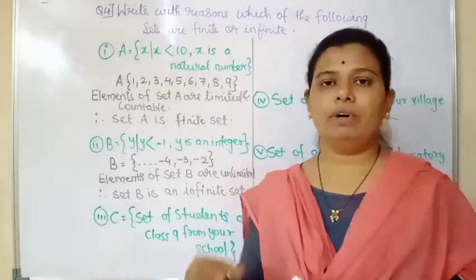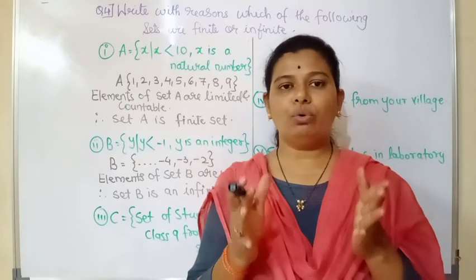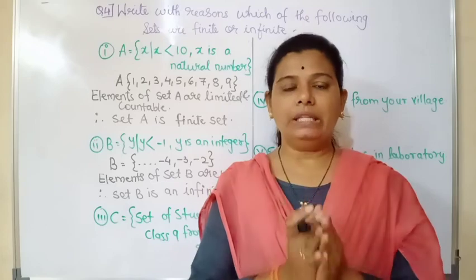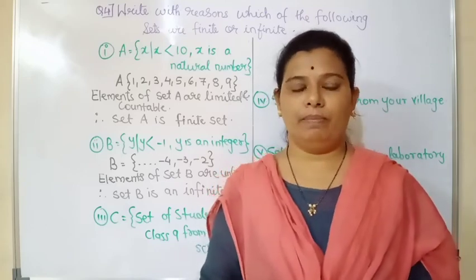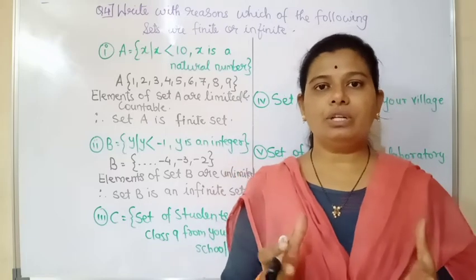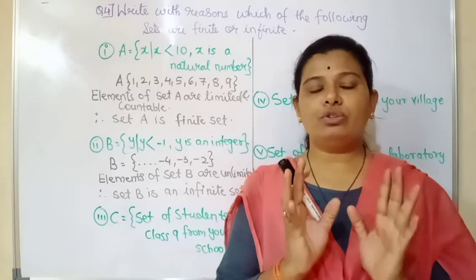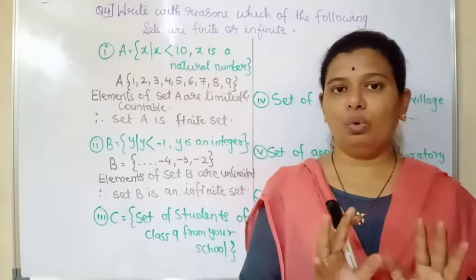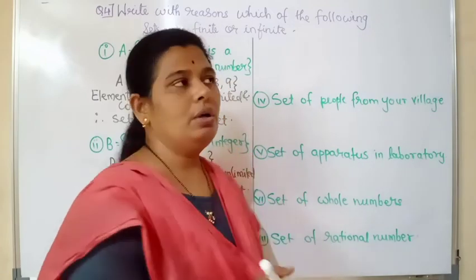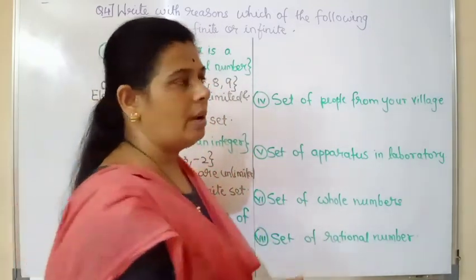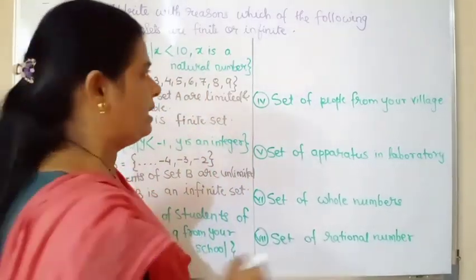Now here, what is given? There is a limitation first of all. What is the limitation? That you have to make a set of 9th class students, and this 9th class belongs to your school. You have to make a set of your school only of those students which are in class 9. So here the elements are countable, they are limited, and so set C is a finite set.